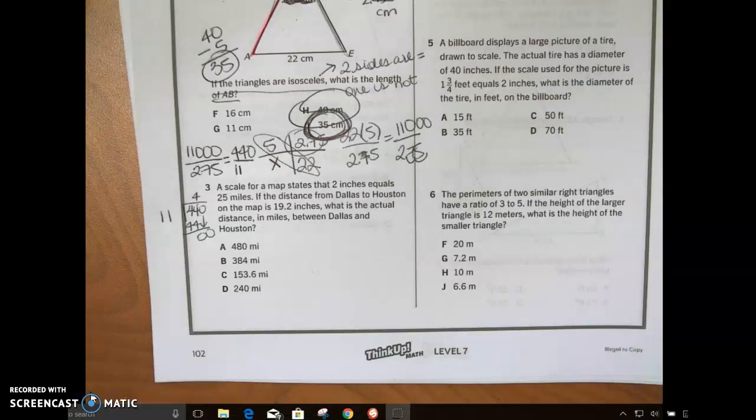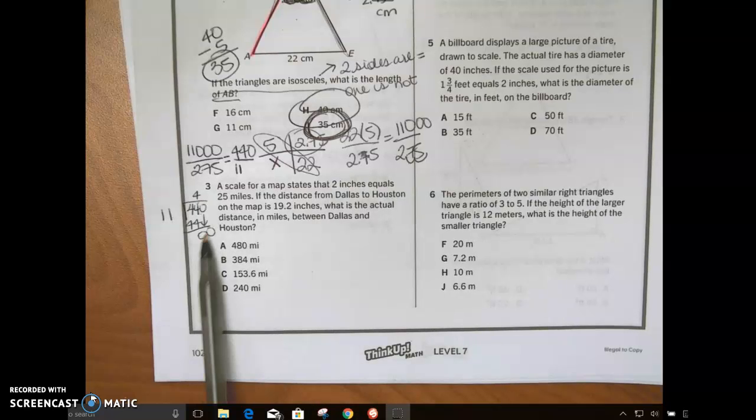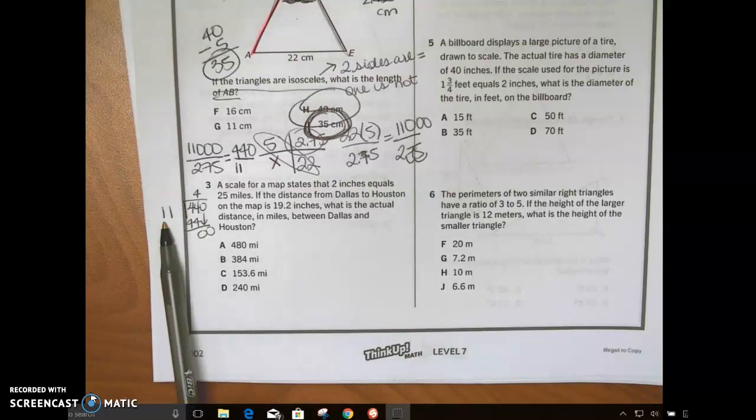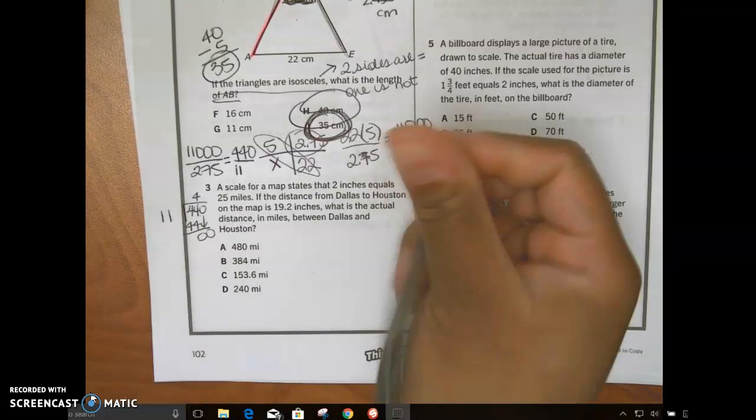What did I circle for number 2? I did. That's what I said. I circled 40 like an idiot. I did exactly what I said not to do. You're Miss Starling. Thanks. No, because remember here we did 440 divided by 11, and then I got 40.